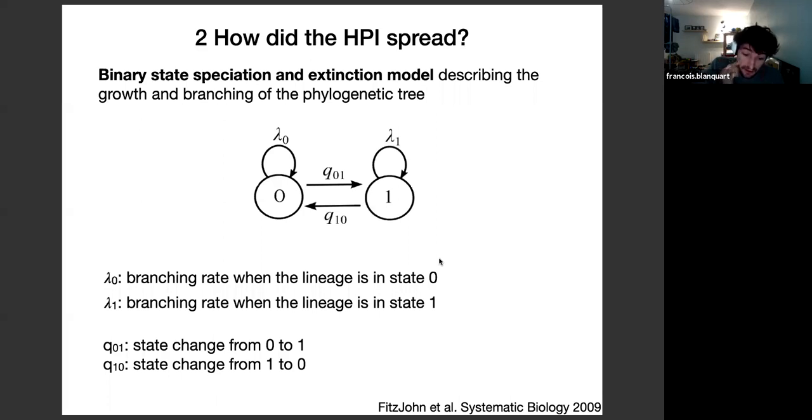We tried to look at whether the diversification of these subclades was associated with the presence of HPI. So we used models that are used in comparative approaches, where the branching of these trees is described by a coefficient lambda, which differs depending on whether you are non-HPI, lambda 0, or HPI, lambda 1. And then you have transitions for acquisition of the HPI or loss of the HPI. You can fit this model with a kind of composite likelihood that takes into account all of these subclades at the same time with the same parameters.